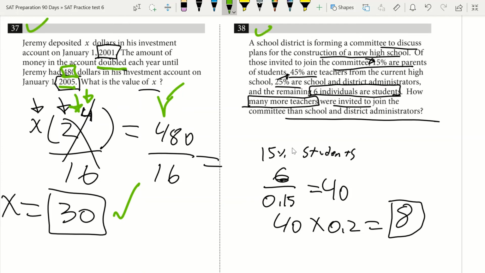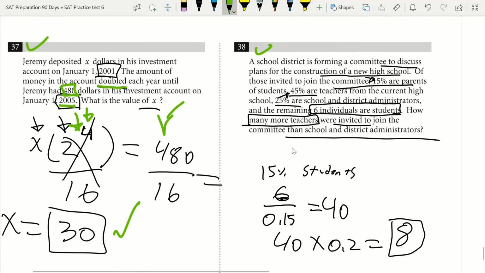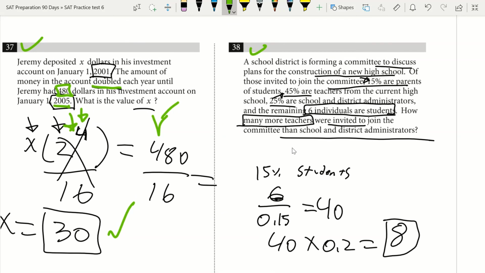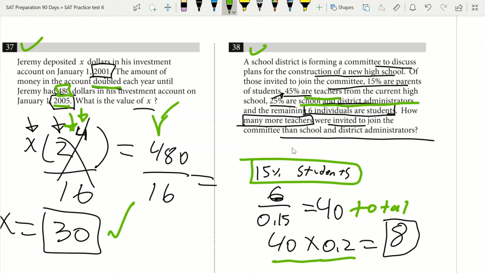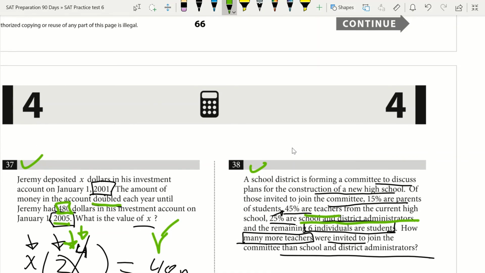38, I see that I'm asked to find how many more teachers there are than district administrators. Given that there are 6 students, I know that's going to be 15% plus 45%, 60% plus 25%, that's 85%. Therefore, 15% are students. So I take that 6 divided by 0.15. That means I got 40 total people. Okay, 40 total people, multiplied by the difference in the percentages of teachers and school and district administrators, which is 45% minus 25%. That's 0.2 then. I take 0.2, multiply by 40, and I get 8. That one's also checked.